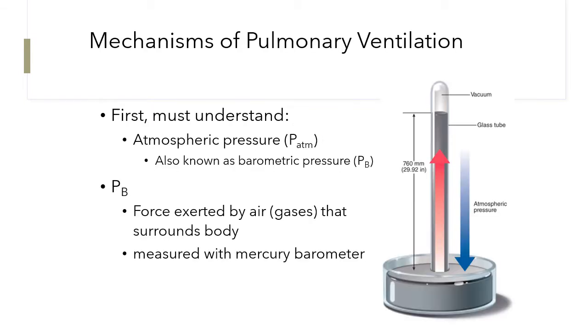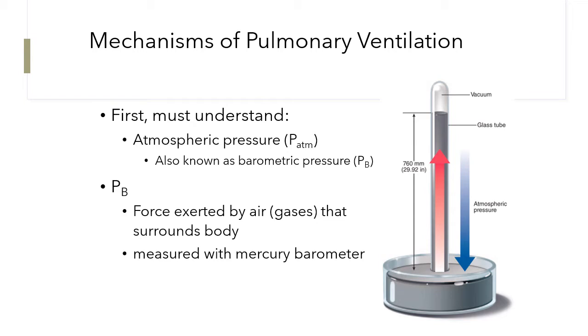So let's start with the mechanisms of pulmonary ventilation. First, what is atmospheric or barometric pressure? How is it measured? Does anybody know? Do you remember maybe from your science course? What is a normal barometric or atmospheric pressure at sea level? If you said 760 torr or 760 millimeters of mercury, you're absolutely correct.